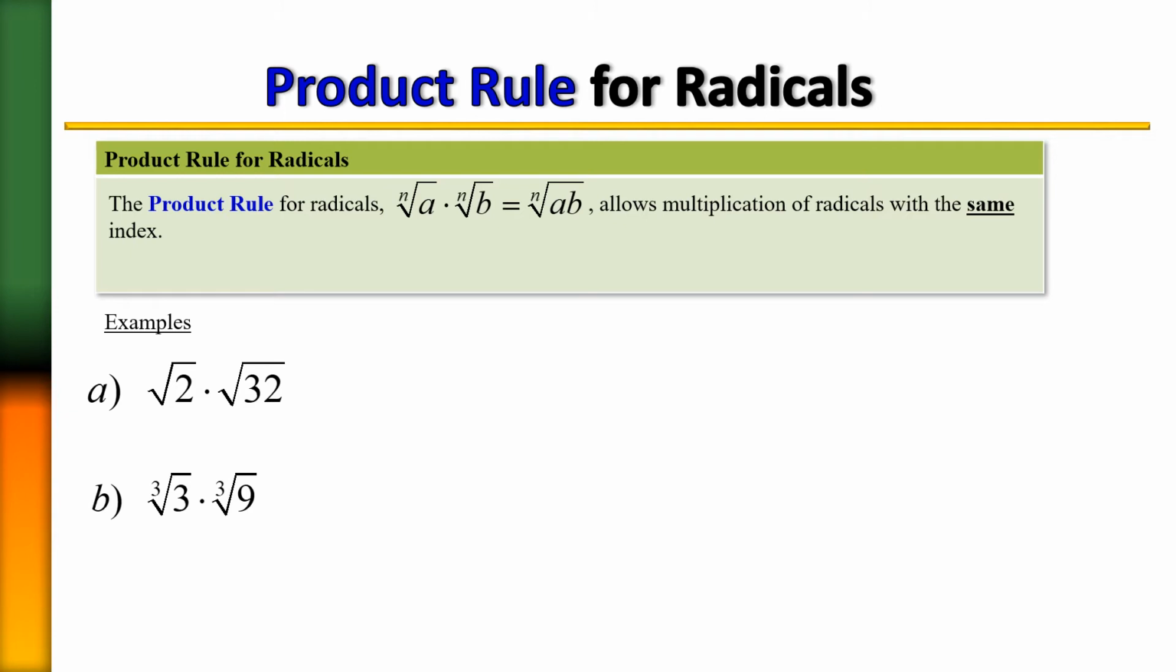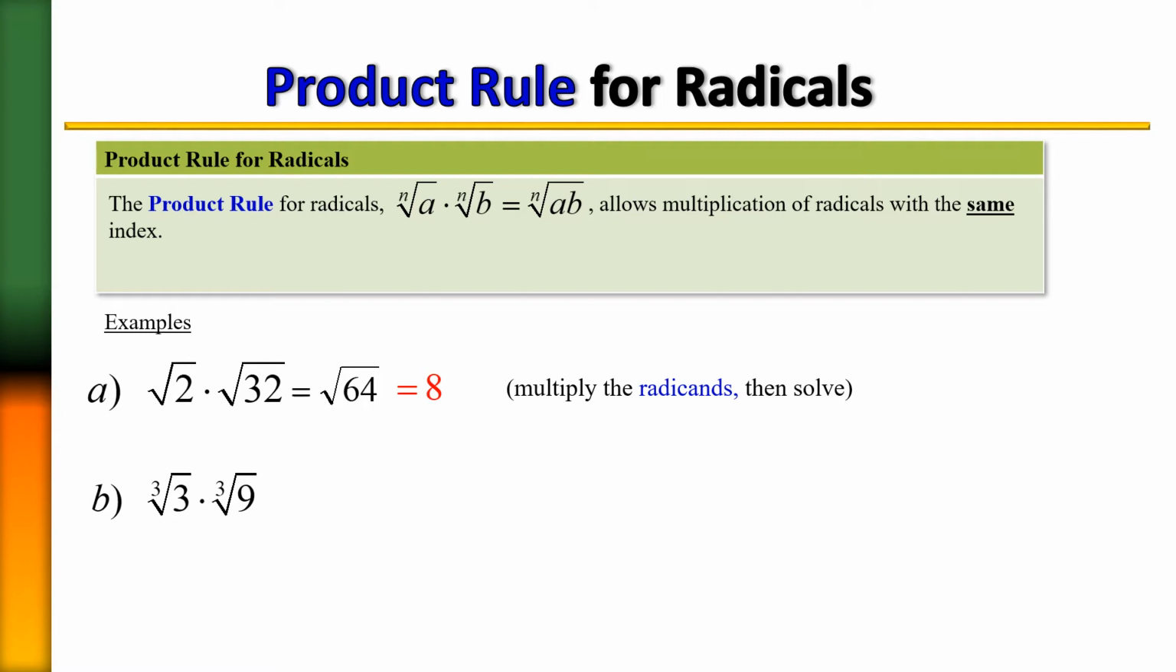So 2 times 32, which is 64, so we're going to have the square root of 64. And then we can go ahead and solve. And what is the square root of 64? Yes, it's 8. And so you're done. It's as simple as that. But again, we can apply this rule when the indexes are the same.